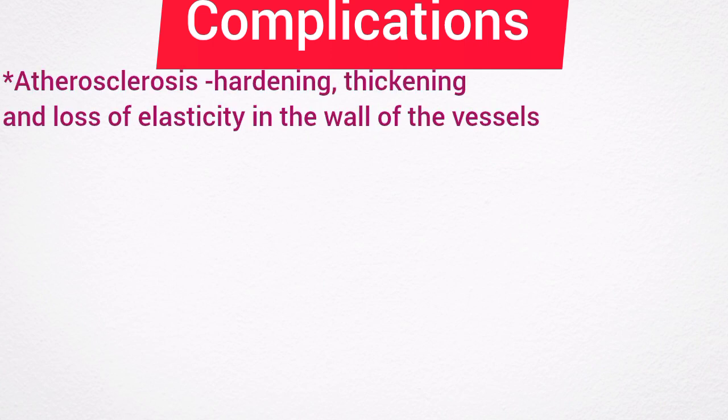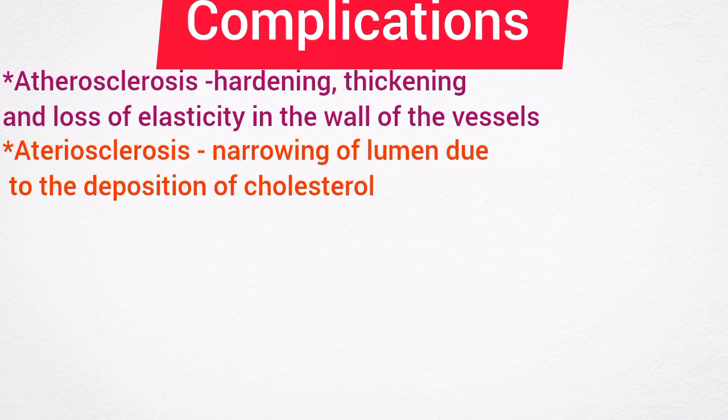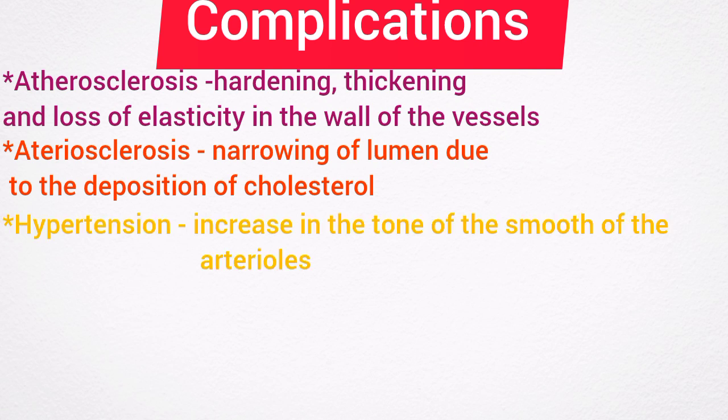The aorta and arteries, the arterial blood vessels, are highly susceptible to arteriosclerosis and atherosclerosis. Atherosclerosis is a disease of the arteries. It is associated with hardening, thickening, and loss of elasticity in the wall of the vessels. Atherosclerosis is a disease marked by the narrowing of the lumen of the arterial vessel, which is due to the deposition of cholesterol. For the arterioles, when the tone of the smooth muscles in the arterioles increases, hypertension occurs.